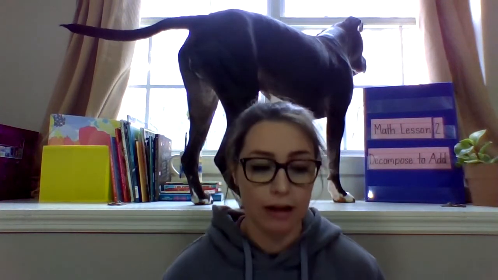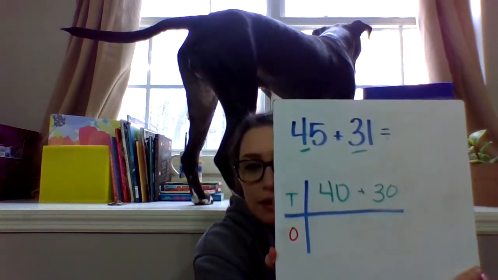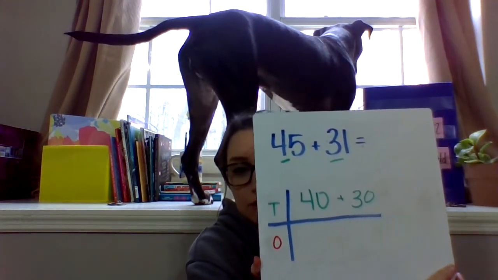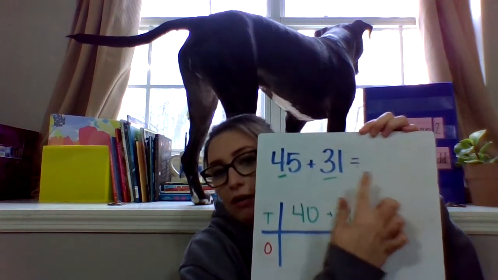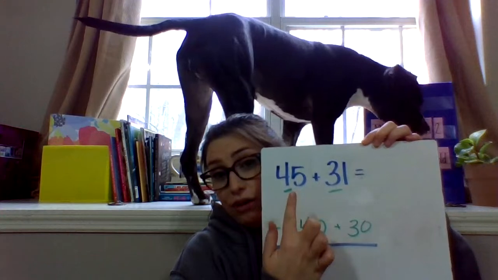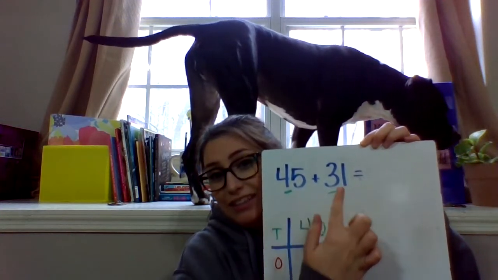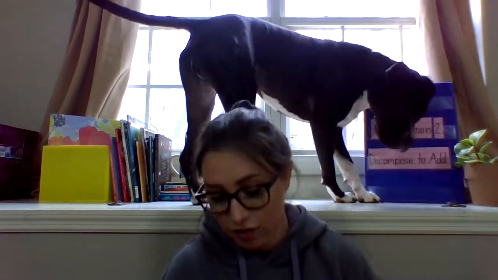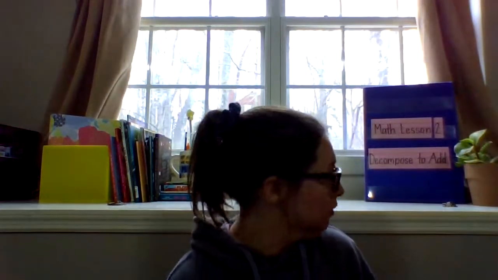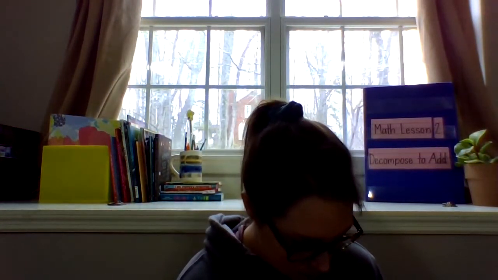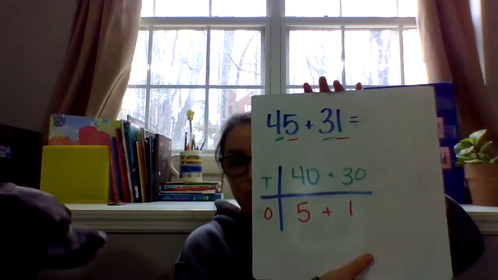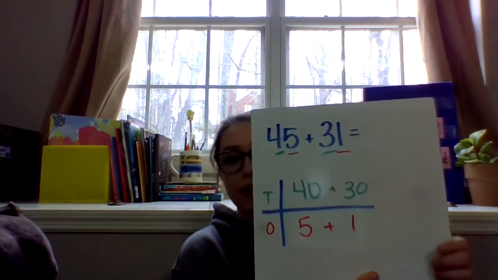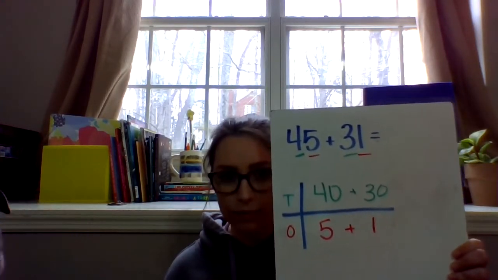But first let's go ahead and pull out the ones. So what are the ones in these numbers? Do you see the ones in these numbers? Well, we know that there's 5 ones hiding in 45. And we know that there's 1 one hiding in 31. So let's go ahead and write those down. So 5 and 1. Okay, now all I have to do is add.